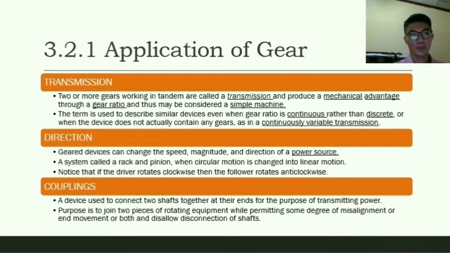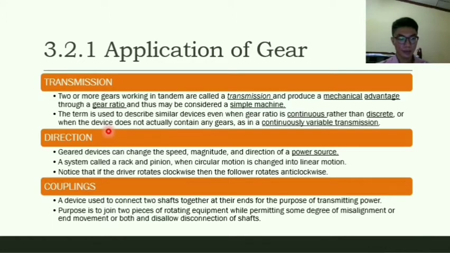3.2.1 Application of gears. This is a set of applications that we found from our study. For the first one, transmission. Two or more gears working in tandem are called a transmission and produce a mechanical advantage through a gear ratio, and thus may be considered a simple machine.